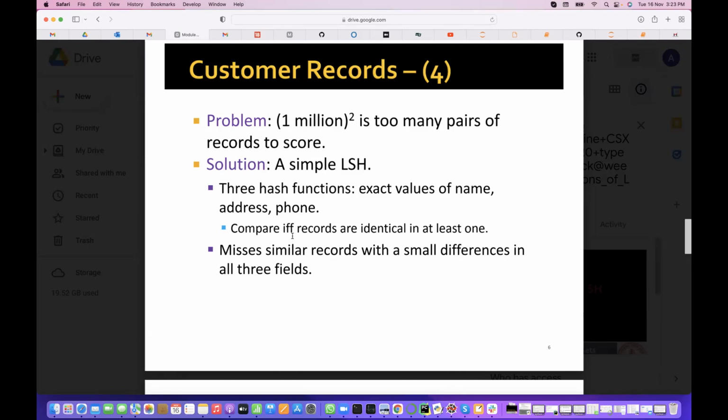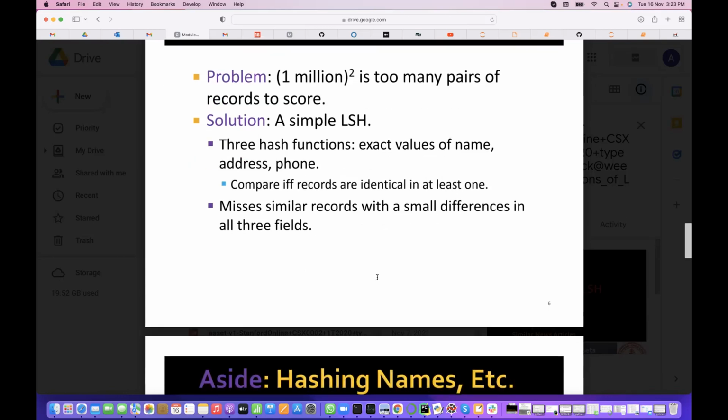But how many such things will come? When we are dealing with big data, we need to see how much damage it will do. At least they will come close. 10, 15 records will go like this. It's okay, that is something like overhead they may pay, and it is not a loss for A or a loss for B. Whoever agrees, okay, 10 more or 10 less. But there is a small chance that similar records with small differences in all three fields will be missed by this.